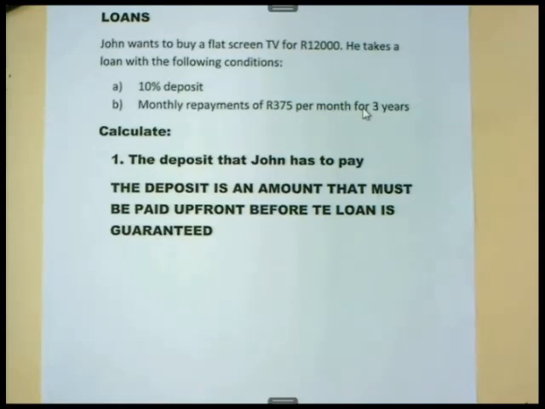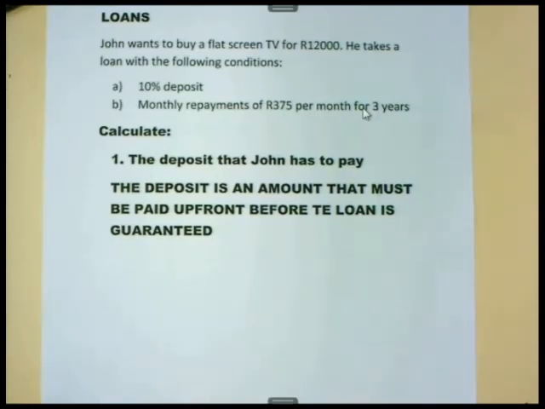In this example that I'm going to do with you, John wants to buy a flat screen TV for 12,000 rand. And he sees that he can take a loan with the following conditions, that he must pay a 10% deposit and then he must do monthly repayments of 375 rand per month for 3 years. Since 375 rand is not such a lot of money, John decided that he wants to take this loan because he can have this flat screen TV of 12,000 rand immediately as soon as he paid the deposit.